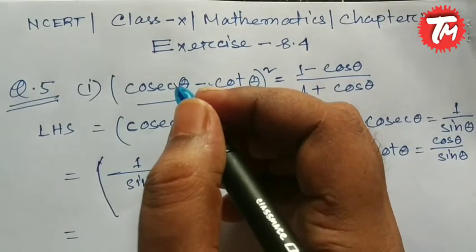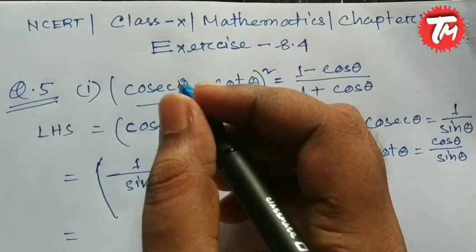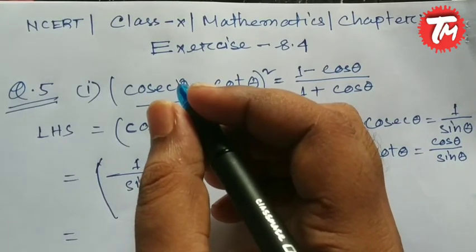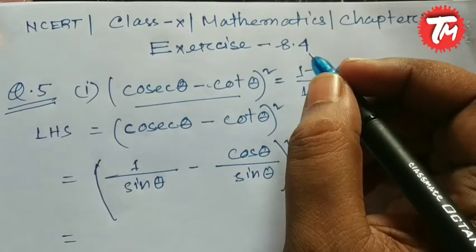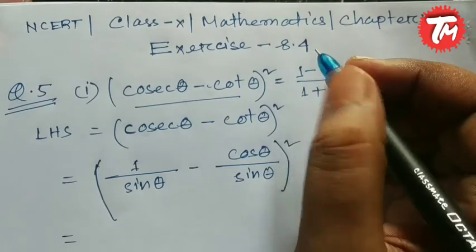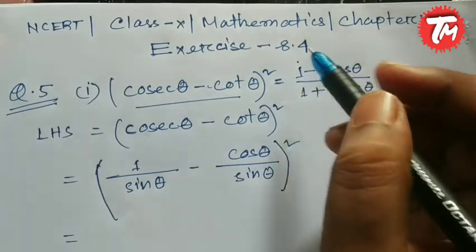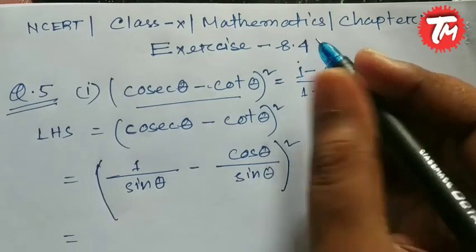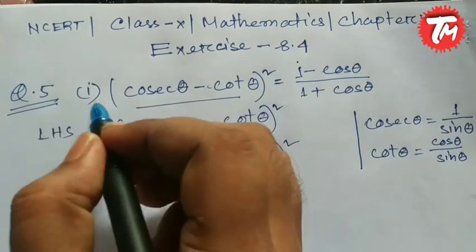So, good morning students. Today we are going to do some problems of class 10 mathematics, and the name of this chapter is Introduction to Trigonometry, chapter number 8 and exercise number 8.4. This is NCERT or CBSE maths. So question number 5 we have given here.